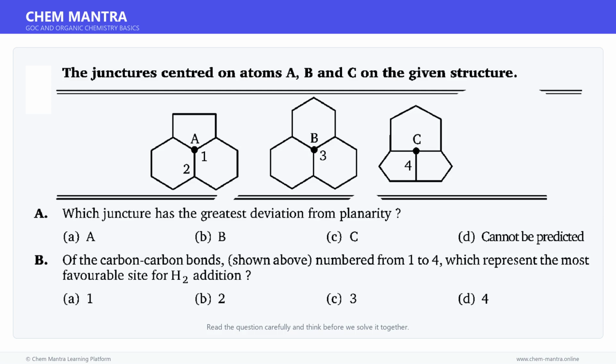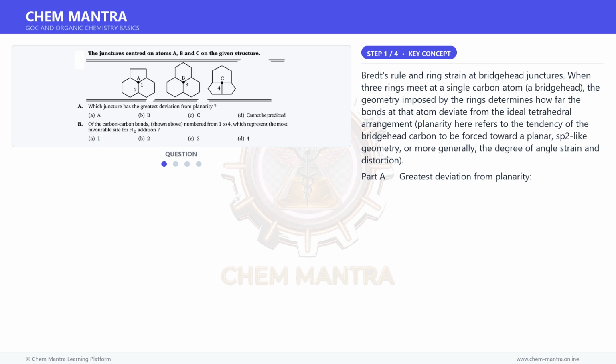Here is a matching type question on general organic chemistry. Study the items in both columns carefully. Try to work out the matching before we solve it together. Let us first understand the key concept here: Bredt's rule and ring strain at bridgehead junctures.